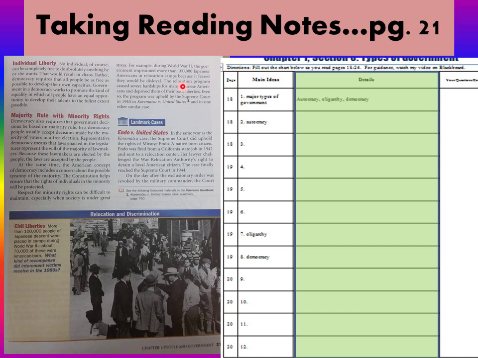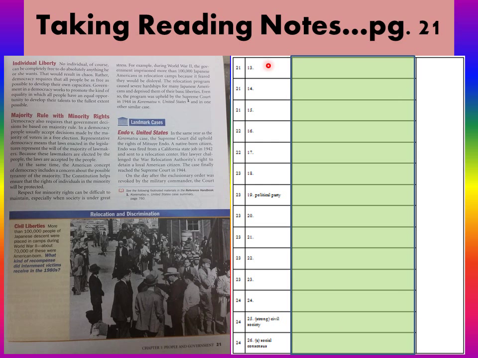Alright, so I can already tell you for number 12, characteristics of democracy, that we have two of them, just by the way this reading is set up. The first one, individual liberty. The second one is majority rule with minority rights. So write both of those phrases down here in the details for number 12.